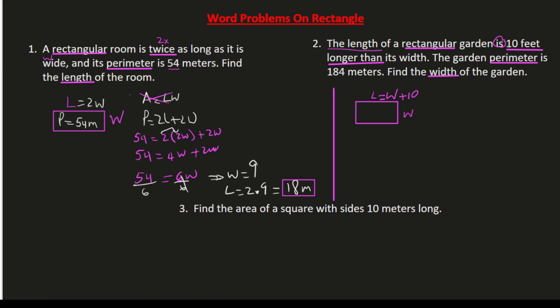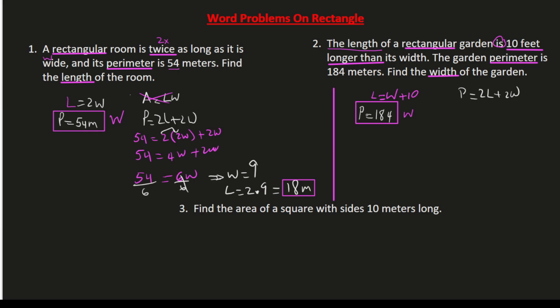And the same thing again happens. It says P is equal to 184 meters. All right, that's good. And now let's solve this problem using the formula of the perimeter. So perimeter P is equal to 2L plus 2W.